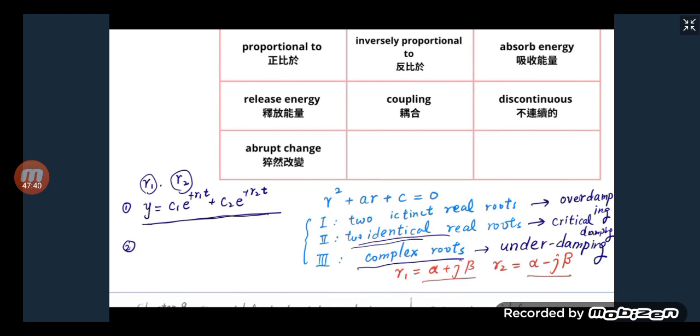And for type 2, it will be like this. Because there is just one gamma. In fact, there are two roots, but the two roots are identical. So we use just one gamma, but here we have two variables. We have two constants to determine, right? Determine 就是决定的这个 determine.